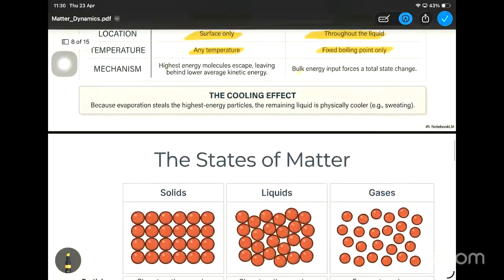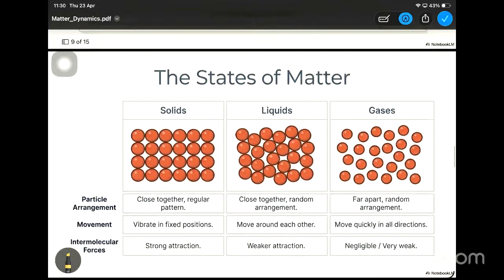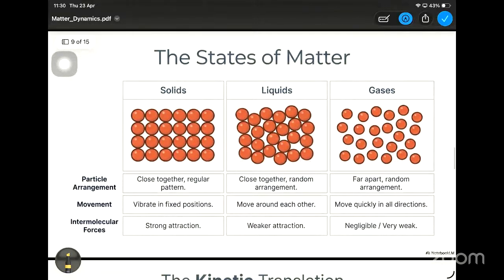Okay. Then we discussed the states of matter. There are mainly three states of matter, but there's a fourth state of matter as well. For your syllabus, it is not discussed. It is known as plasma. Don't write it in the exam. You will lose marks, okay.